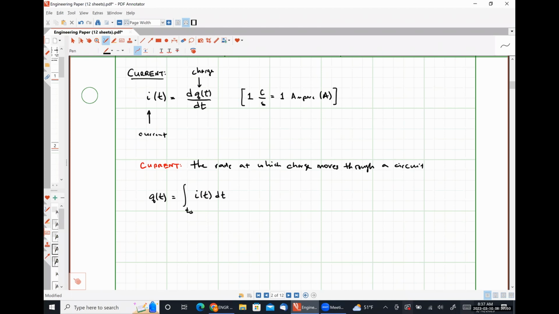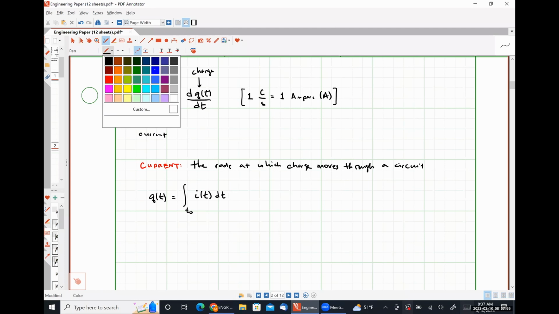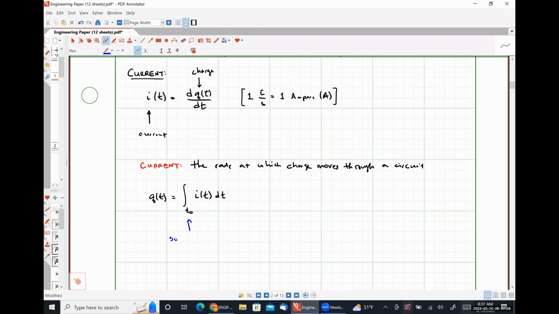I'm going to start my integration from t naught, okay? So t naught represents some time at which q is known. I'm going to integrate up to t, some later point in time that we're trying to figure out what the charge is.